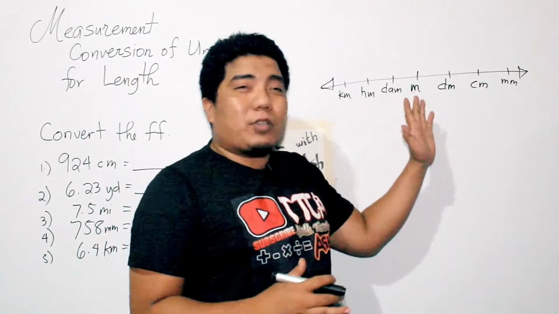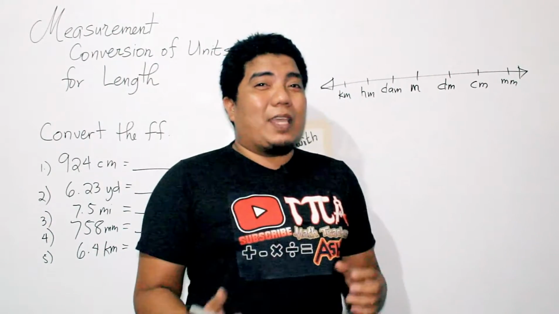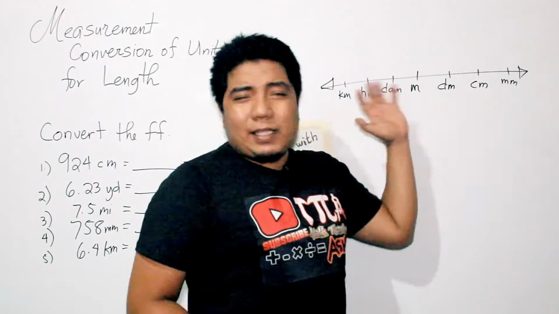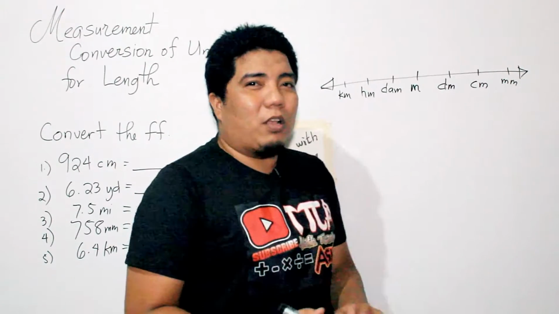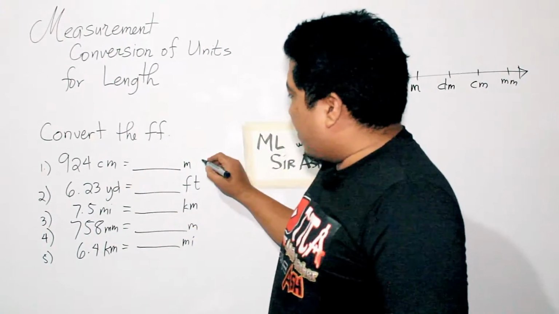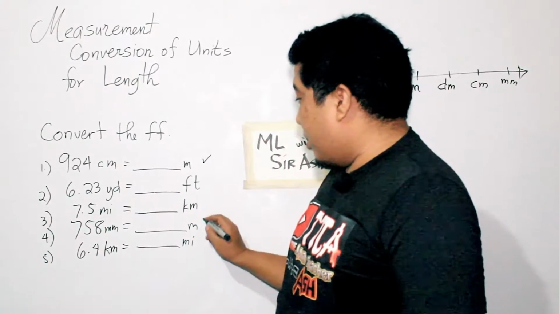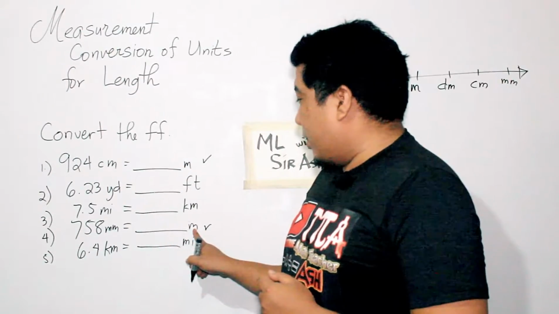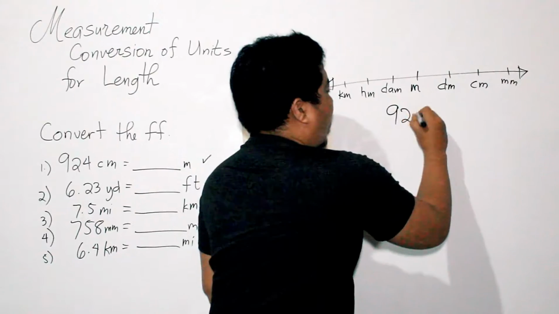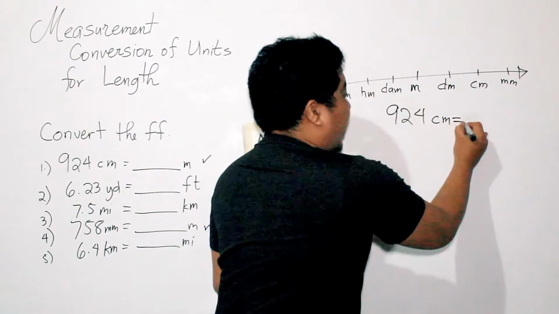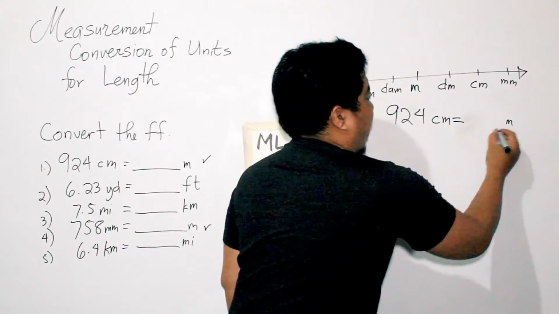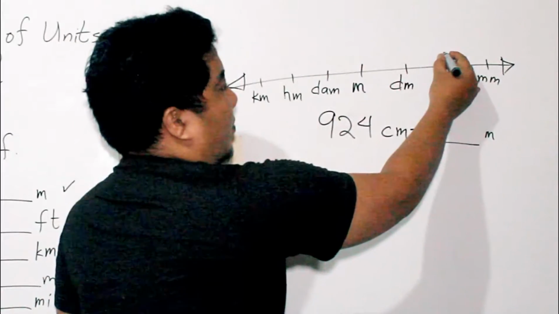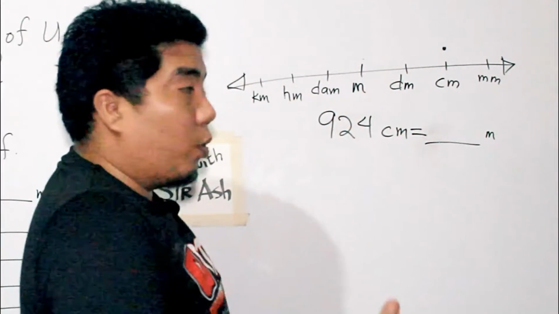So why did I put this in our discussion? Converting one unit from the metric system to another unit in the metric system, basically you can use this one. For example, let's consider example number 1, because that is centimeter and meter. We have here 924 centimeters converted to meters. Our original unit is cm, so that is here. Now, we will be going to the meter.